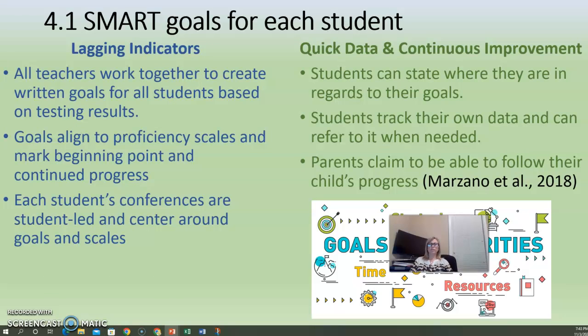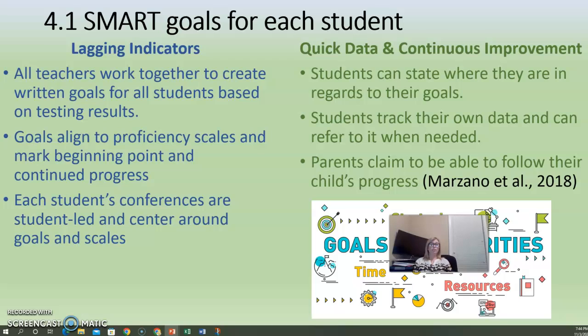4.1, SMART goals for each student. The lagging indicators include all teachers working together to create written goals for all students based on testing results. The goals should be aligned to the proficiency scales and mark the beginning point and continued progress of each student. Each student's conferences should be led by the student and center around the student's goals on the scales and their successes. Quick data and continuous improvement.